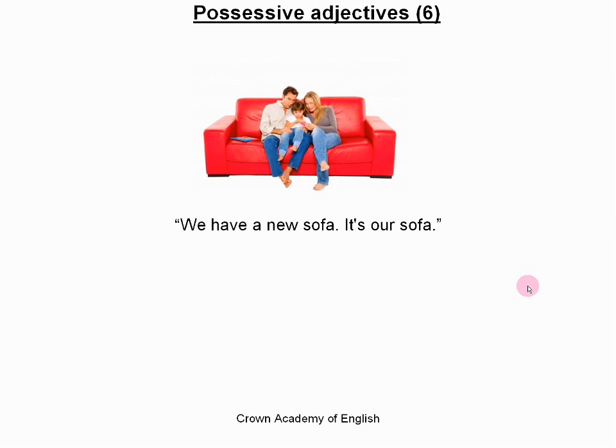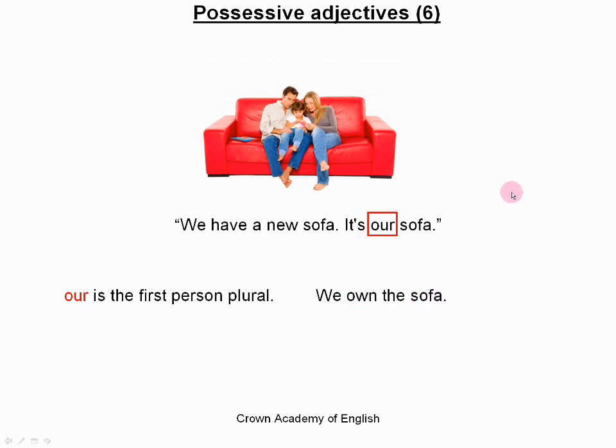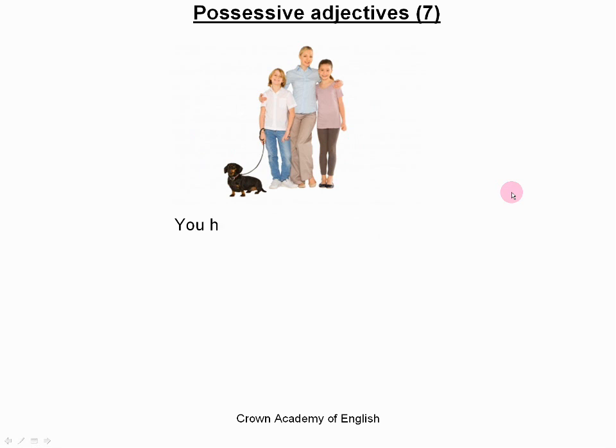We have a new sofa. It's our sofa. Our sofa. Our is the first person plural. We own the sofa. It belongs to us. We own the sofa. It is our sofa. You have a new dog. It's your dog.